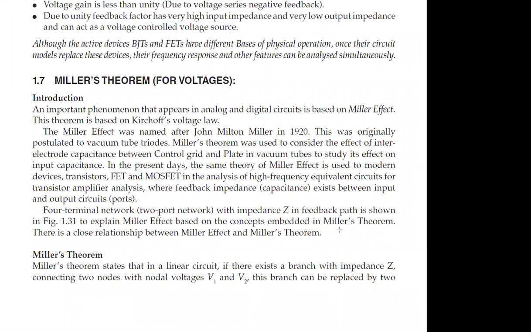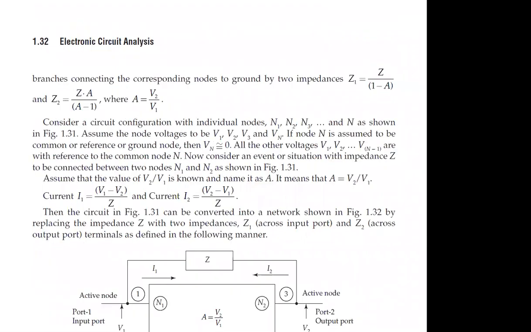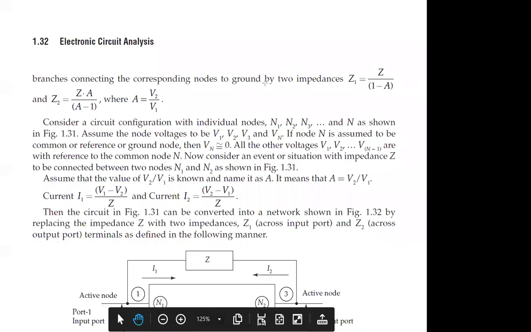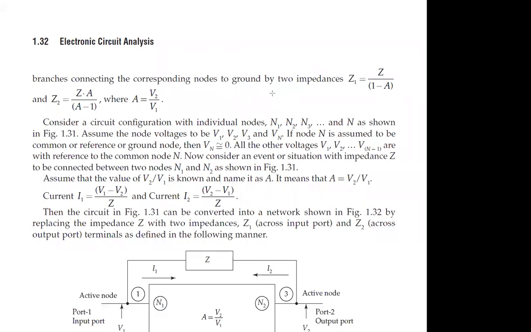These branches can be replaced with two individual branches connecting the corresponding nodes to ground by two impedances Z1 and Z2, given by the relations Z1 equals Z by 1 minus A, and Z2 equals Z into A by A minus 1, where A is the voltage gain of the basic amplifier, that is V2 by V1. Let us verify the circuit now.